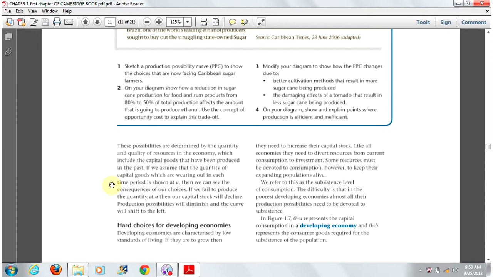Hard choices for developing economies. Developing economies are characterized by low standards of living. If they are to grow, then they need to increase their capital stock. Like all economies, they need to divert resources from current consumption to investment. Some resources must be devoted to consumption, however, to keep their expanding populations alive. We refer to this as the subsistence level of consumption. The difficulty is that in the poorest developing economies, all of their production possibilities need to be devoted to subsistence. In Figure 1.7, OA represents the capital consumption of the developing economy, and OB represents the consumer goods needed for the subsistence of the population.